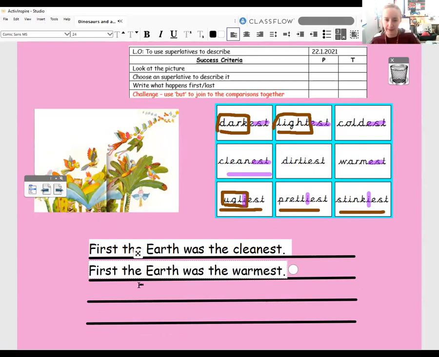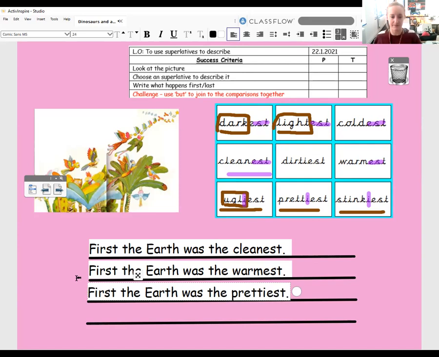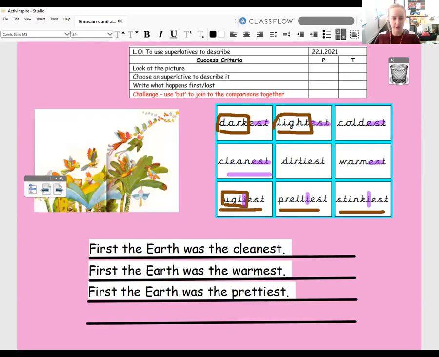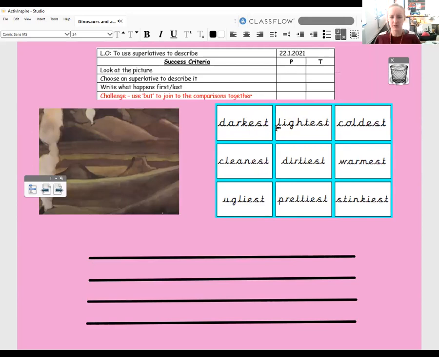Great. I could say the prettiest as well. I like that superlative. So first, the earth was the prettiest. First, the earth was the prettiest. Great. But then, later, the earth changed, didn't it? We've got the same word mat here, but I'm going to use different superlatives to describe it. And now we're going to say what happens later. Okay? So here, if I use my first sentence, said it's the cleanest, what would the opposite of cleanest be? Have a look. Dirtiest. So I can say later, the earth was the dirtiest.